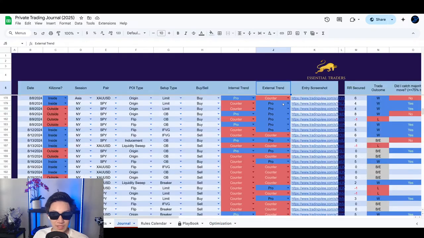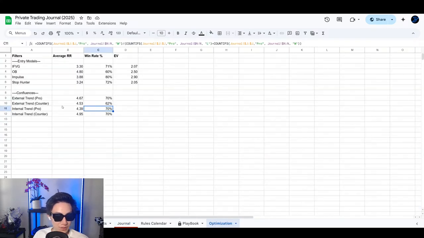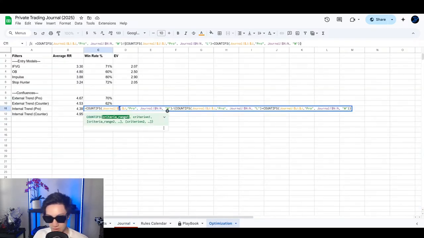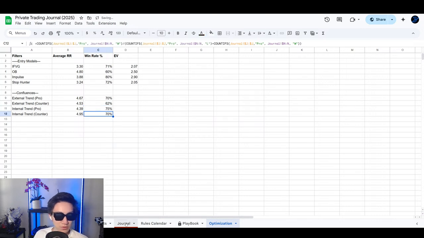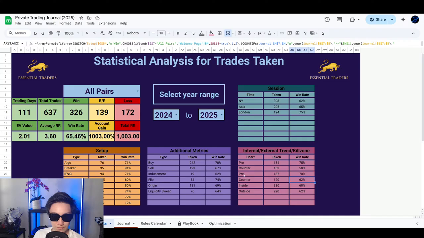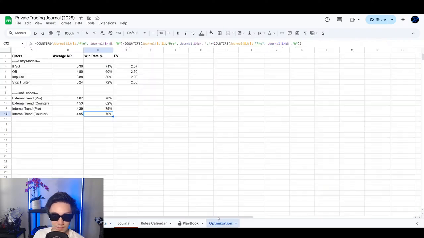Now we change the J's to I because now we're looking at internal trends. So here we'll have to change all these to I. Have to change all these to I. Okay, there we go. So that's the internal trend pro win rate. And let's validate the data here. It is correct. So 75%.